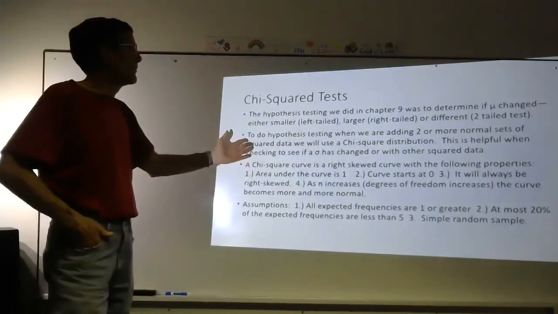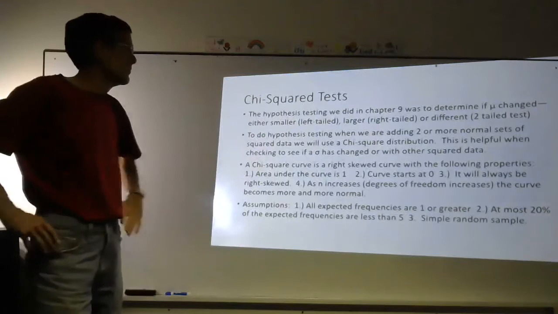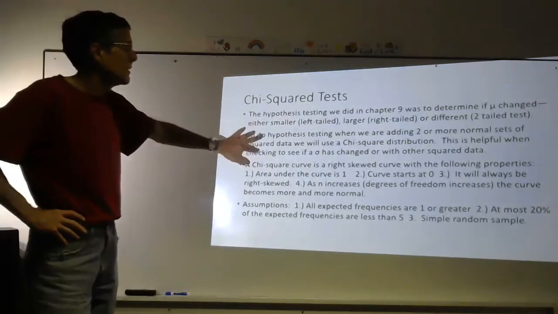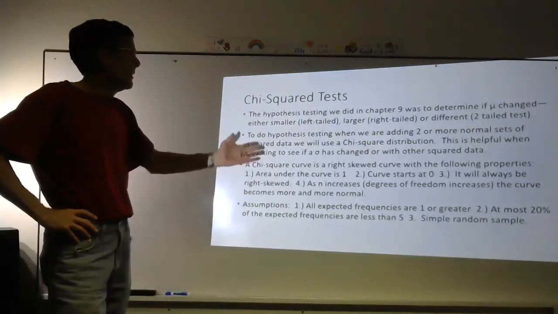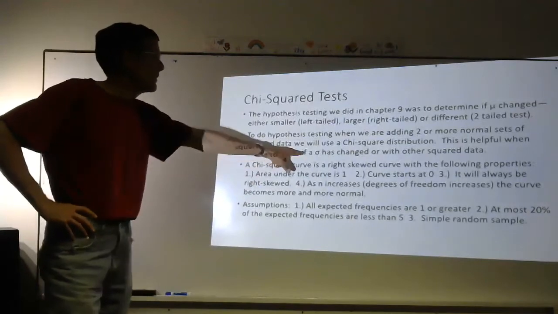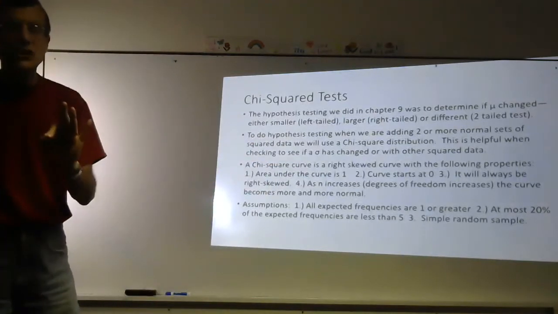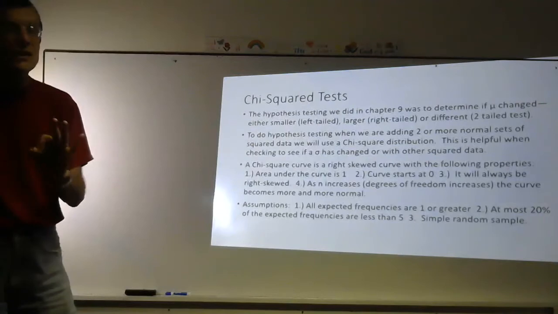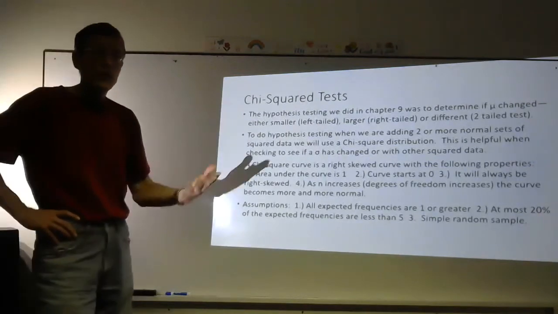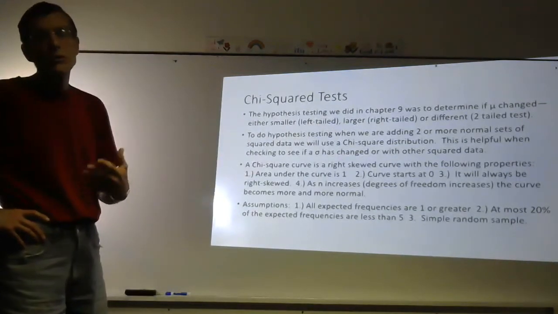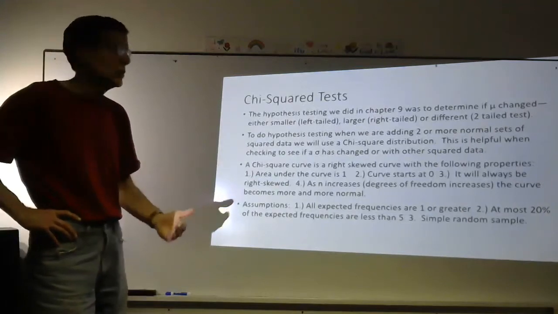To do a hypothesis test, when we're adding two or more normal sets of squared data, we use the chi-square distribution. In chi-square, it's very helpful to see if sigma has changed. Has the standard deviation changed? Whereas the hypothesis testing we did in chapter 9 was to see if the mean had changed.